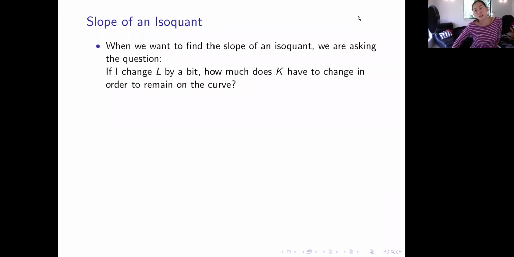When we want to find the slope of an isoquant, we are asking the question, right? Slope of isoquant. To find the slope of isoquant, that means that we are fixing the output, right? To find the slope, moving from this point to that point, it is in the same isoquant. That means that this point and this point have to be yielding the same amount of output.